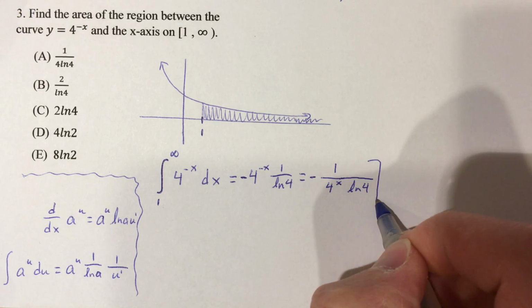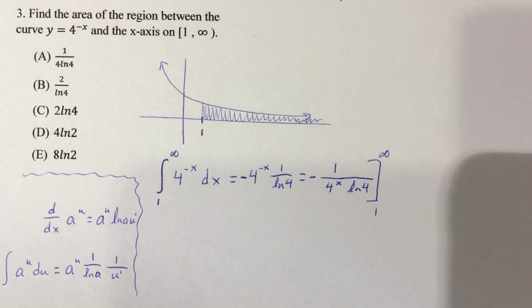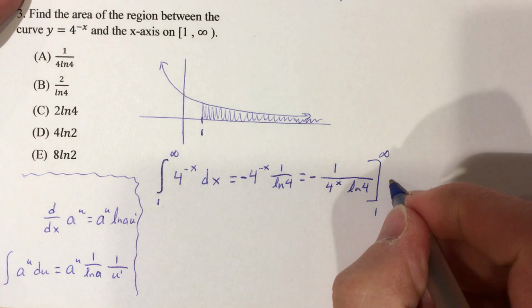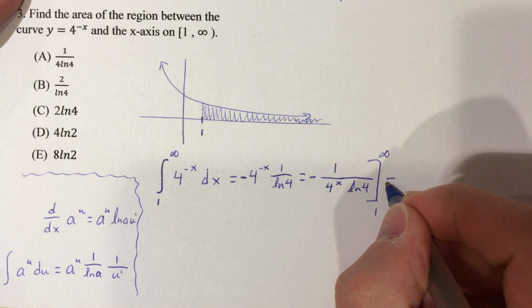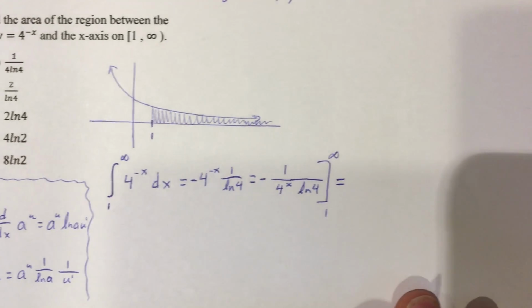And now I'm ready to evaluate from 1 to infinity. This would be the point. If this was a free response, I would be using limits at this point, writing out limits and all that. But I can just think through what would be going on in limits since this is a multiple choice, and I'll be able to come up with the answer just fine.